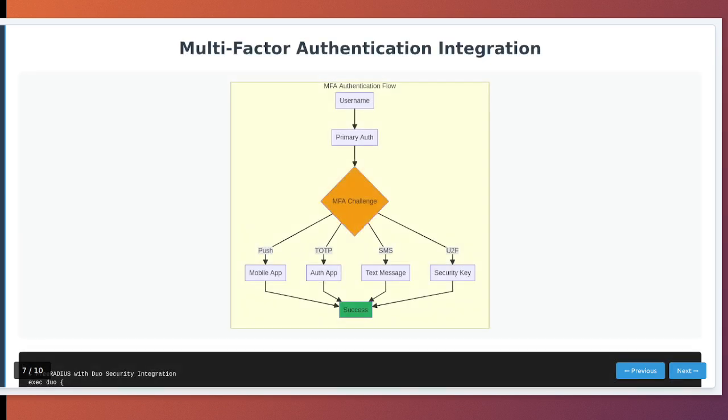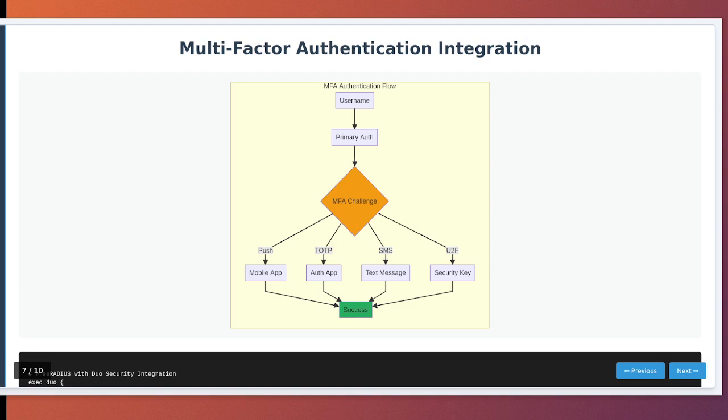Multi-factor authentication with EAP. This is where EAP really shines in modern deployments. If you are not implementing MFA for VPN access in 2024, you are living dangerously. Let me show you how EAP makes MFA not just possible, but elegant. The beauty of EAP is that it can chain multiple authentication methods.